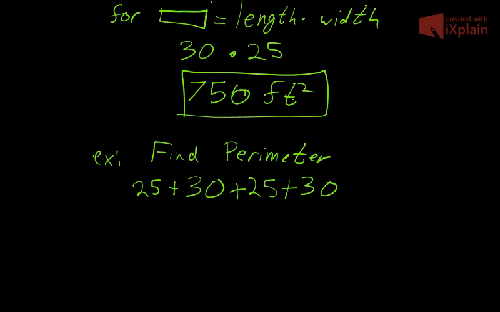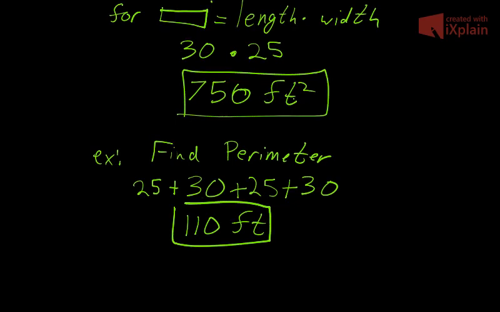I have 25 plus 30 plus 25 plus 30. That would be 55 plus 55, or 110. We are still doing a distance, and feet is going to be our measure of distance. Just like that, I am done with the perimeter.